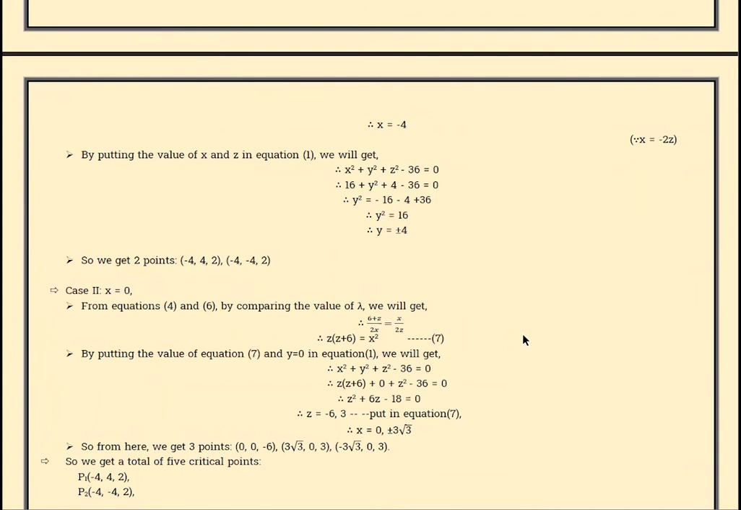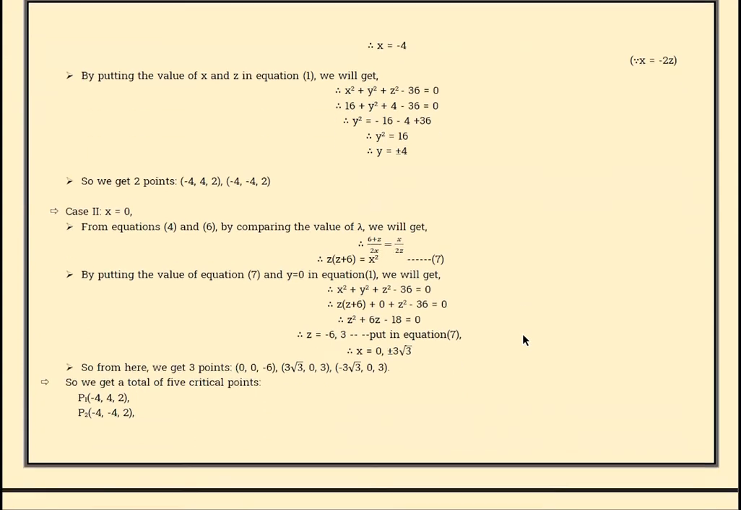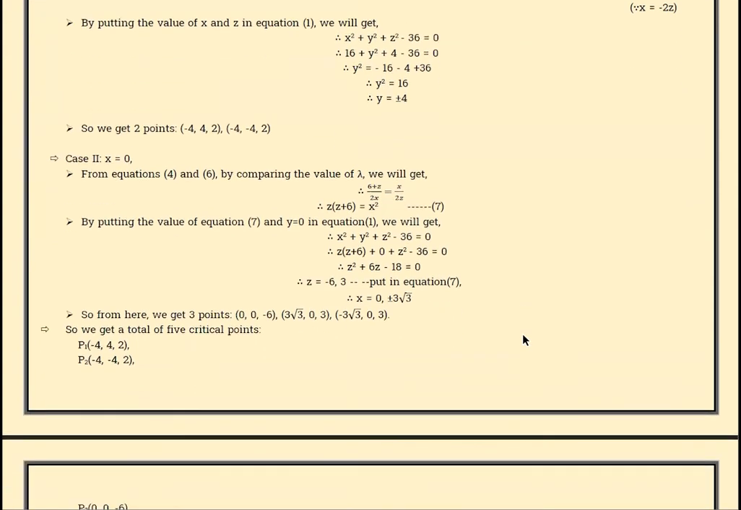Now put equation 7 and y in equation 1. We will get the value of z equal to -6, 3. And from the value of z, we will get the value of x is equal to 0 and plus or minus 3√3. So from here, we get 3 points. First is (0, 0, -6). Second is (3√3, 0, 3). And third one is (-3√3, 0, 3).